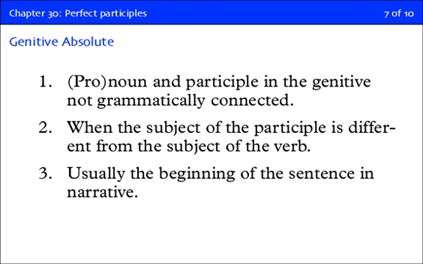They also tend to come at the beginning of a sentence in narrative material. When you read through Matthew, what you're going to find in the narrative material, there's a lot of genitive absolutes. And that's just where they tend to occur. At the beginning of a sentence, when the writer is telling a story, and the person who's doing the participle is different from the person who's doing the main verb. All right? Those are some of your contextual clues that you're looking at a genitive absolute.